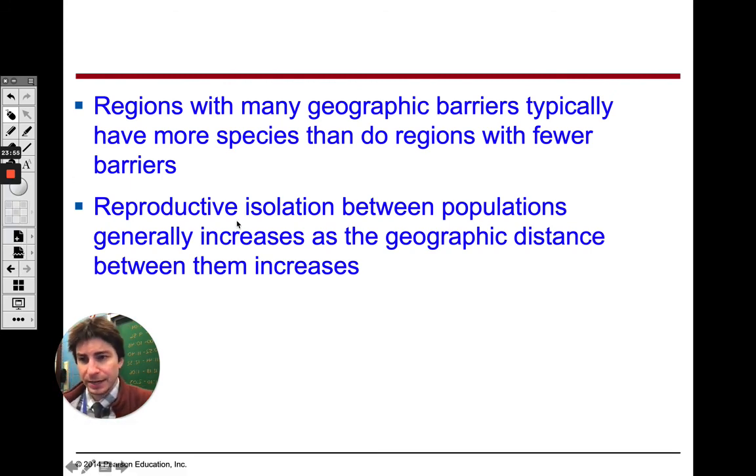This one is kind of common sense, guys. Regions with many geographic barriers, a lot of barriers between species, usually have more species based on these geographic barriers. Maybe those geographic barriers weren't there the whole time. Maybe the Grand Canyon, which is a good example, wasn't this big canyon we see today. When it was less of a canyon, we probably had fewer species. But then this big barrier came about, and we had a lot of speciation occur there.